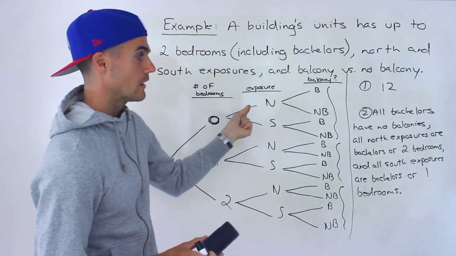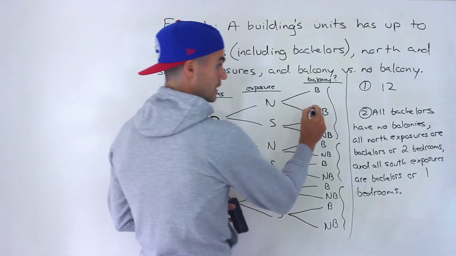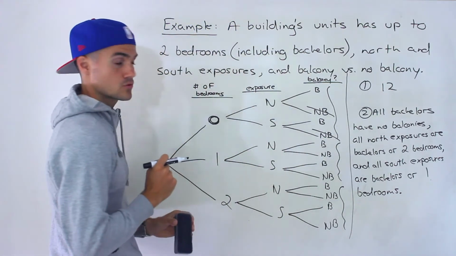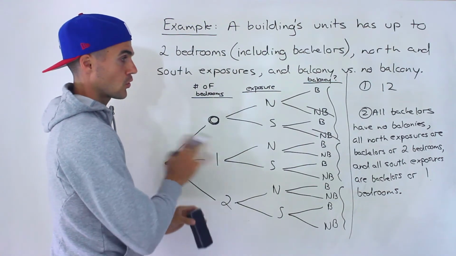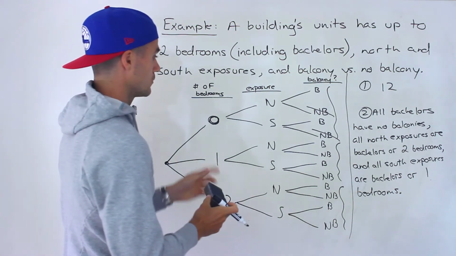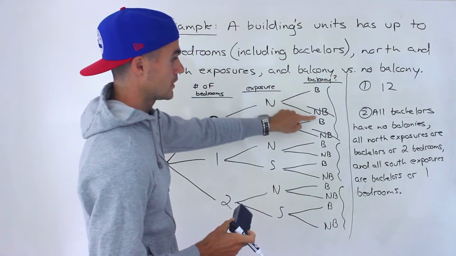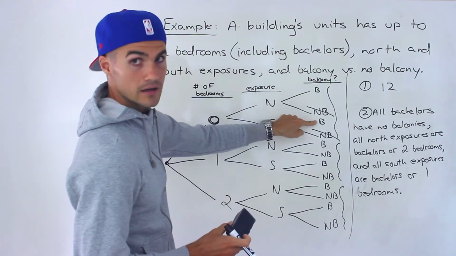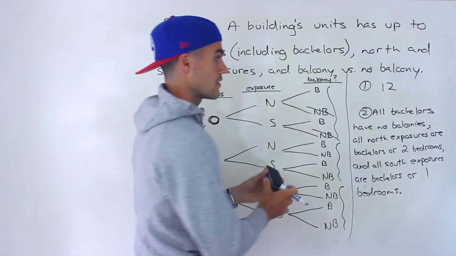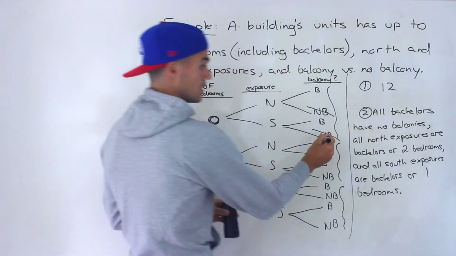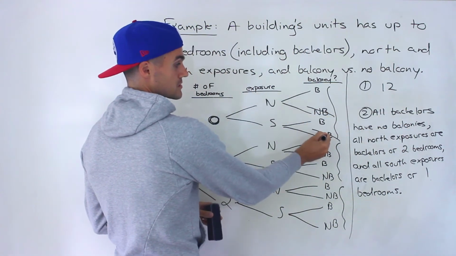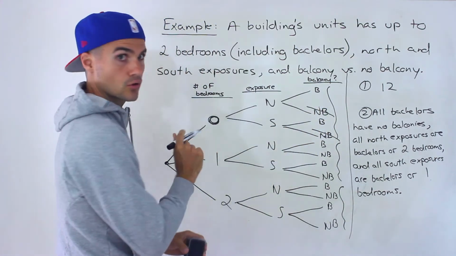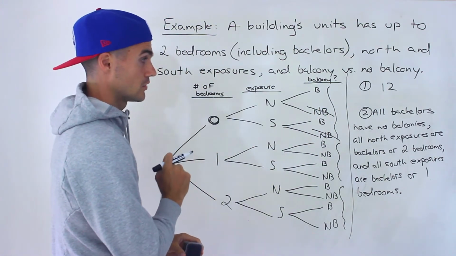And so if they have no balconies, what we know is that it's definitely not going to be this, and it's definitely not going to be that. Those are not going to be possibilities. So we could just cross those out. And so what we would be left with is just a balcony here and a balcony here with a north exposure and a south exposure. So from this first piece of information, we crossed out these two possibilities because you can't have balconies in a bachelor or a 0-bedroom unit.